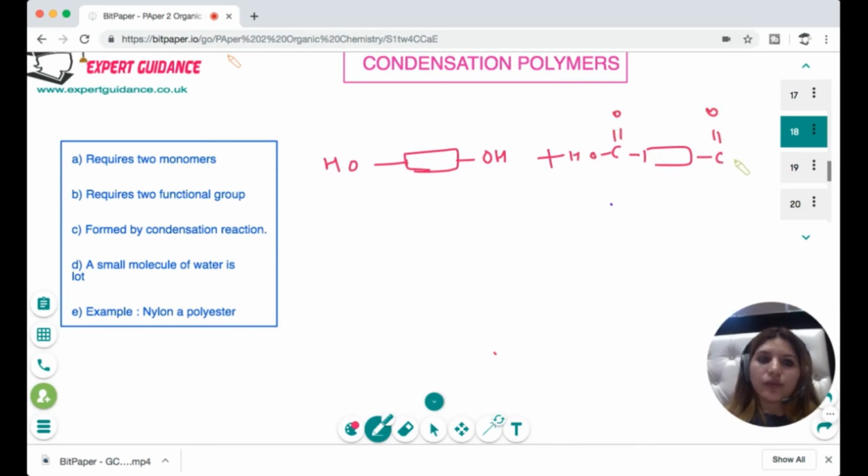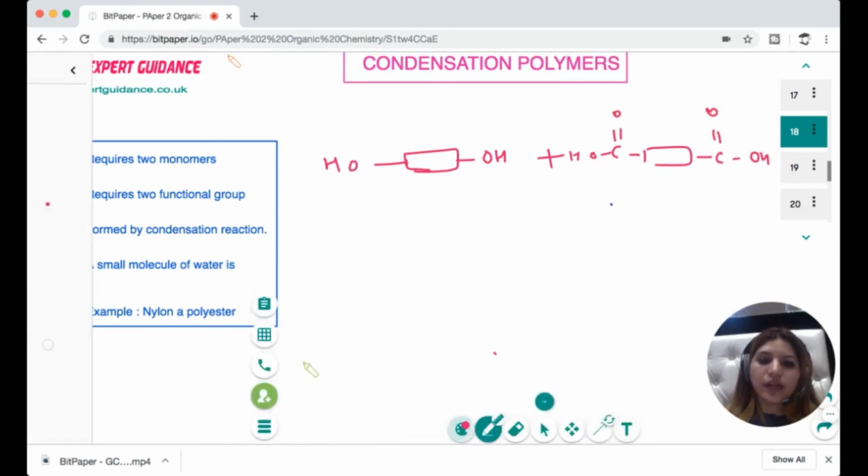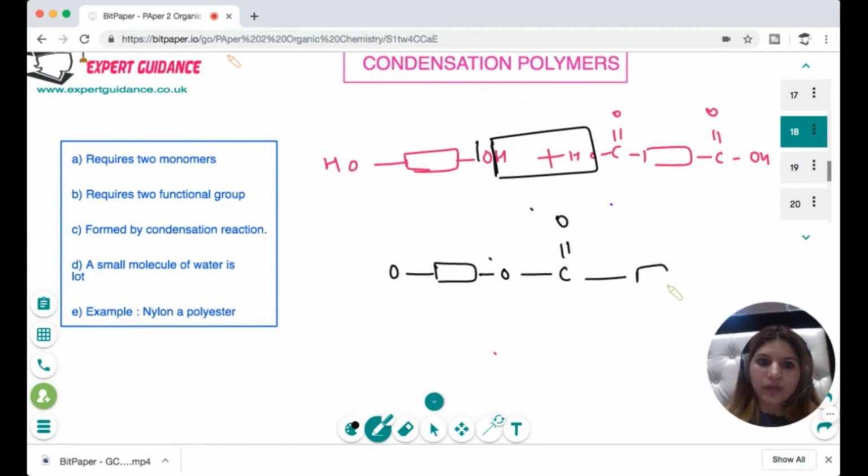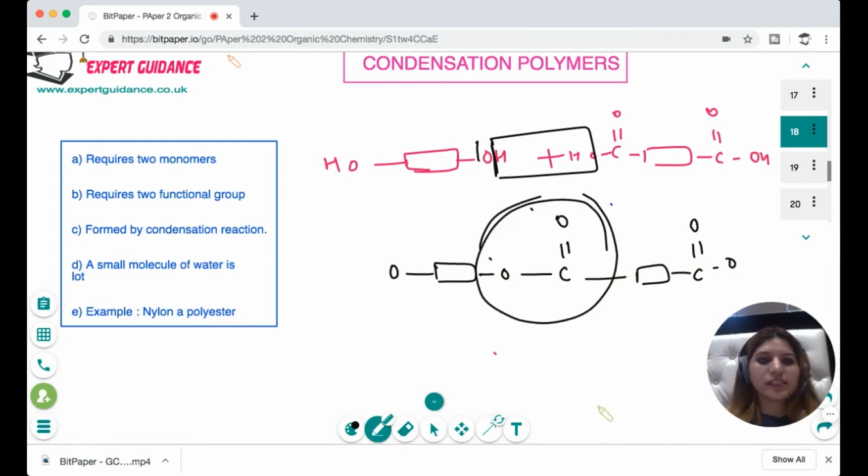Now, when we put them together, we will remove a molecule of water by a condensation reaction. So the hydrogen will be lost here and the OH will be lost here. So what we are left with is O, and then C double bond O, and again C double bond O. So you can see that this is the new bond that is formed by a condensation reaction.